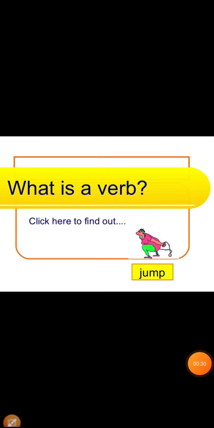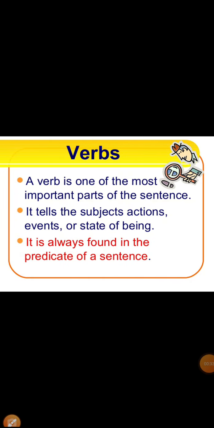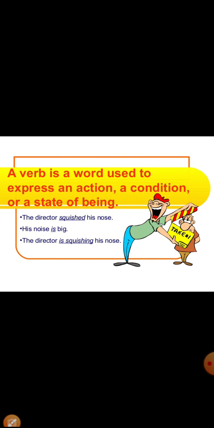Today we will revise chapter 11, Verbs and its types. What is a verb? A verb is one of the most important parts of the sentence. It tells the subject's actions, events or state of being. It is always found in the predicate of a sentence. A verb is a word which is used to express an action, a condition or a state of being.